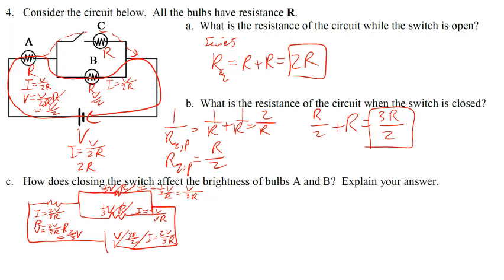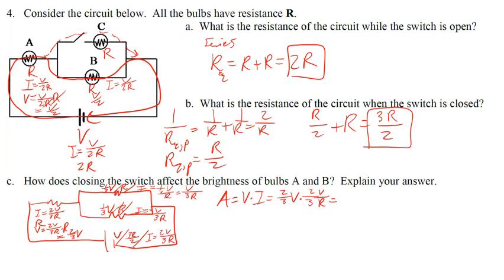Now what about the wattage? So how does it affect the bulbs at A and B? Well, for A, we know that the wattage started off as V times I, which was 2/3 voltage times 2/3 V over R. Okay. I have to pause for a second. I just realized I think I got some of these confused. My apologies. Let's fix that.